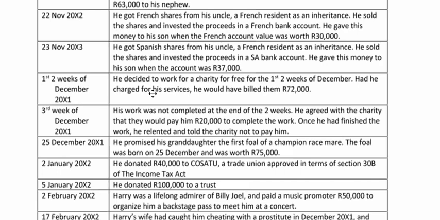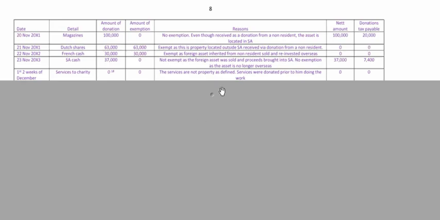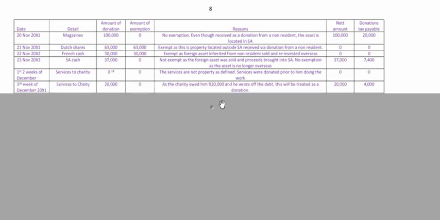Moving on. It says his work was not completed at the end of the 2 weeks. He agreed with the charity that they would pay him 20,000 to complete the work. Once he had finished the work, he relented and told the charity not to pay him. So, what's happening here, guys? This 20,000 was owed to him. He has written off a loan, or he's written off an amount owing to him. When you write off an amount owing to you, it is subject to donations tax. I know it's a charity, but not all charities are registered as public benefit organizations. You can't assume it's a public benefit organization. That is why there is no exemption there. Carrying on.